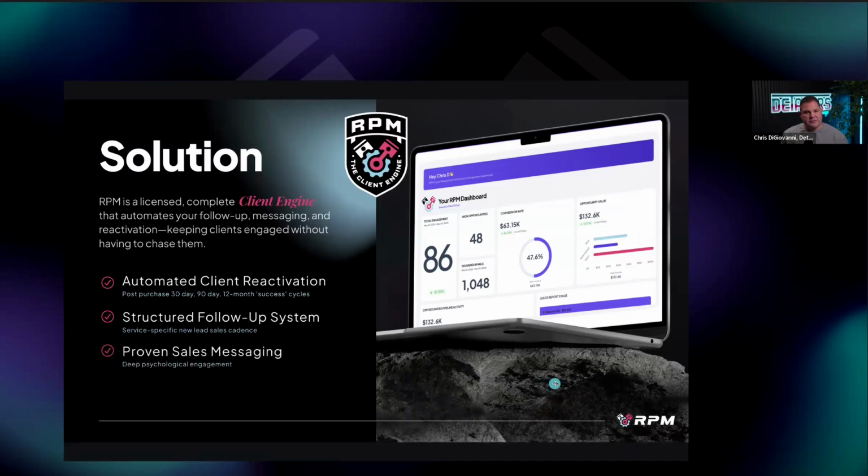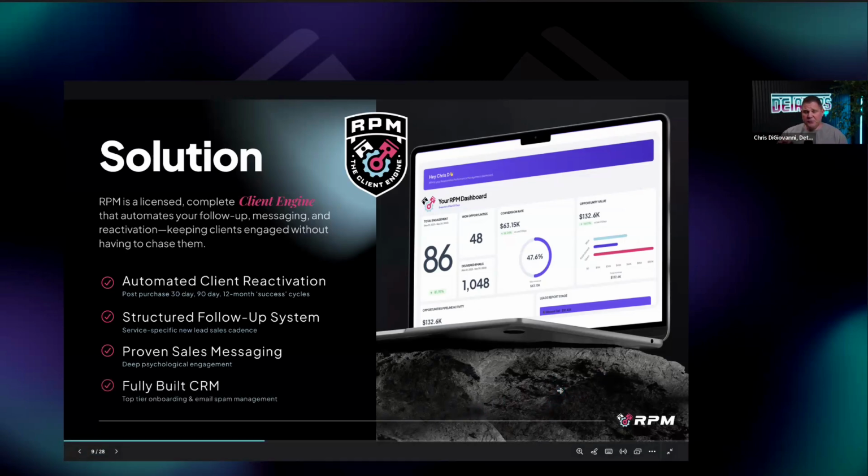We've used proven sales messaging throughout this system. So RPM was developed with shops that are doing 150 grand a month. Bar none, nobody has done this from the ground up and used real deep sales psychology for this. It is a fully built CRM system for the sales side. And what that means is we put in top tier onboarding and email spam management, which I will walk through in a second.